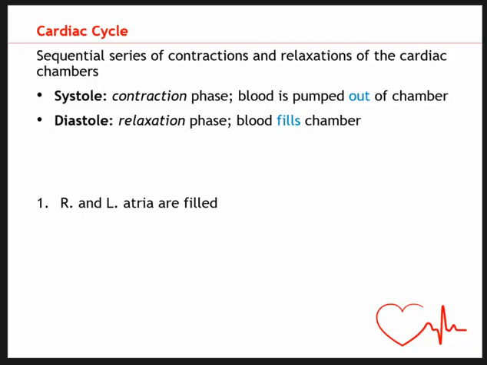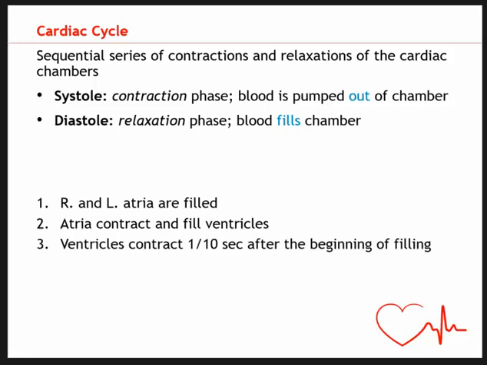These next steps show what would happen. The atria are filled, they undergo diastole. They then pass blood through the valve. The atria contract and now blood fills into the ventricle. As the atria undergo systole, which is the contraction, the ventricles will undergo diastole. They will relax and they will fill. And then the ventricles will contract. There's a brief pause, one tenth of a second, that elapses before they contract after they have already filled.